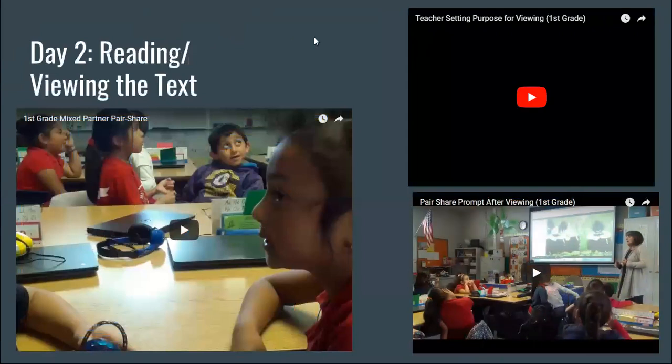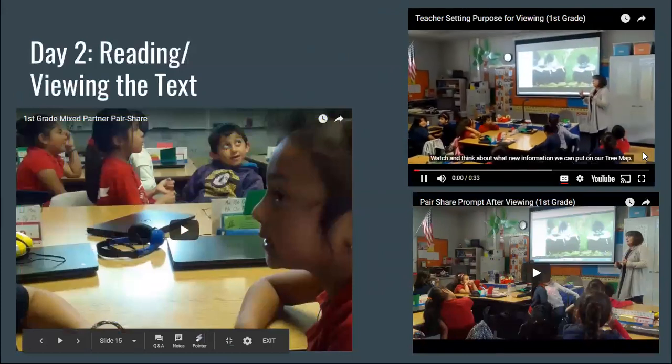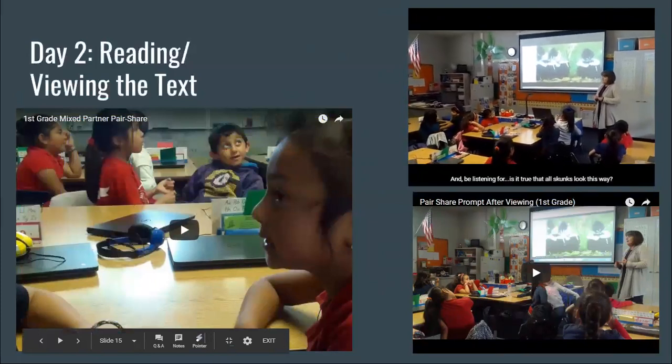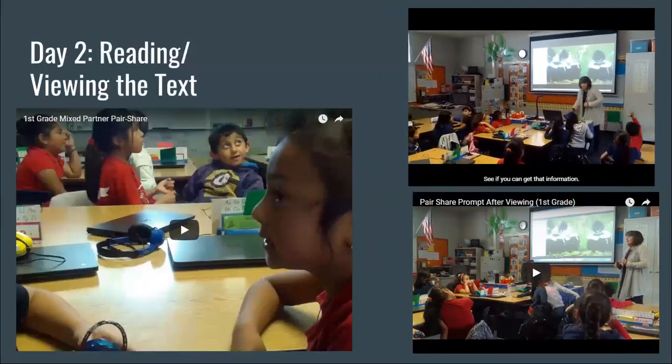On day 2, they will have experienced a little bit of an engage, which is generally a phenomena that they view, and then I had one exploration, and now she's going to add clarity to some of their ideas during ELD, and in this case she's watching a video. So she gives them a purpose for viewing. New information can we put on our tree map and be listening for, is it true that all skunks look this way? See if you can get that information.